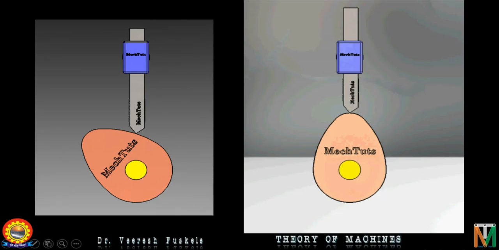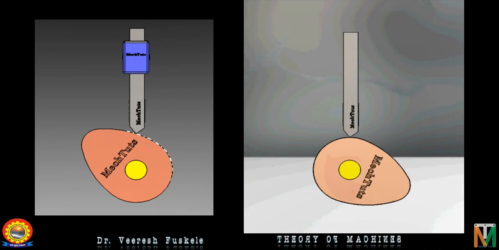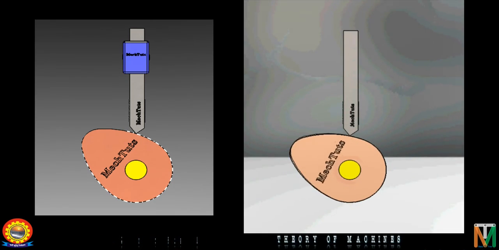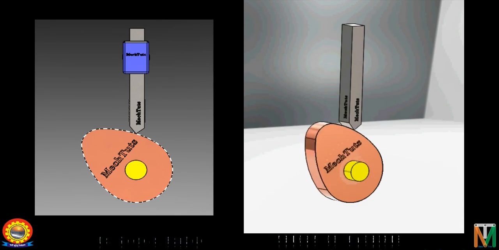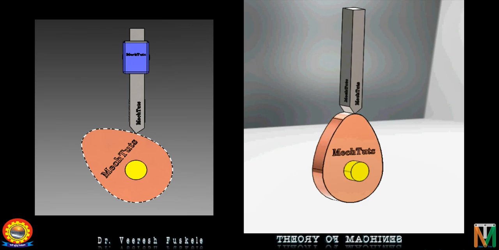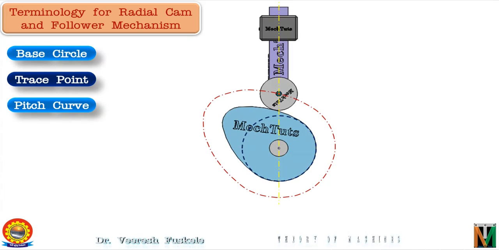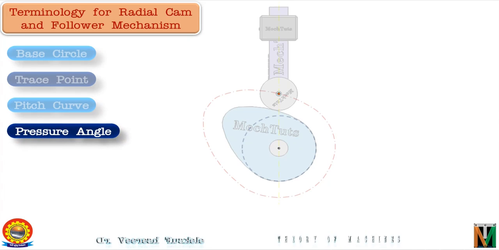In case of knife edge follower, the pitch curve is same as the profile of the cam, as the trace point is the direct point of contact of the tip of the knife edge follower and the cam. So the pitch curve will be same as the cam profile, as shown here. Having defined the pitch curve, now let us define a very important term, that is nothing but the pressure angle.